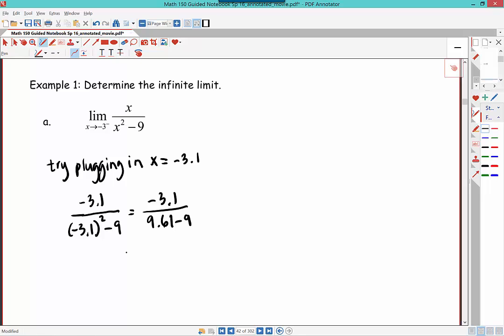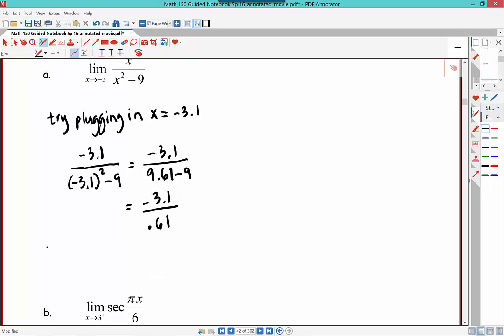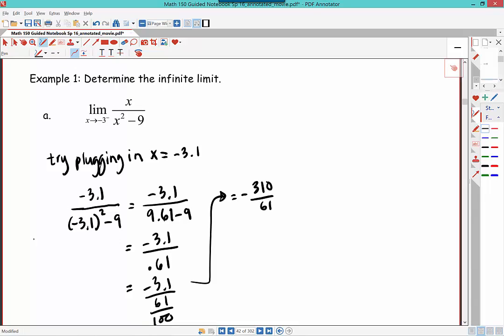So basically what's going to happen is you have that negative in the numerator, and you're going to get a very small positive in the denominator, 0.61, which is the same as -3.1 over 61 over 100. And if you kind of simplify that out, you'd be multiplying by 100. So do you see you would end up getting -310 over 61. So what that suggests is this. It suggests that this guy is going to negative infinity.